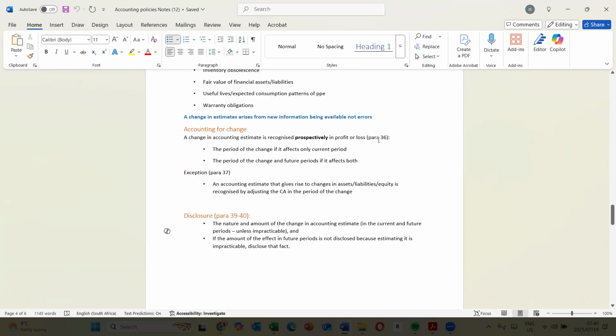So what does it mean when you say prospectively? It means the change is accounted from the current year going forward. It's different, remember, from change in accounting policy, where we had to do retrospective adjustment. We had to open the previous years. But now with change in accounting estimates, it's done prospectively. We account for it from the current year going forward.